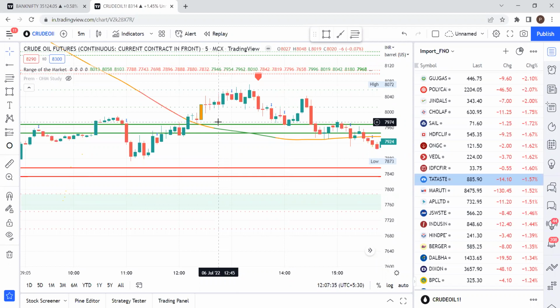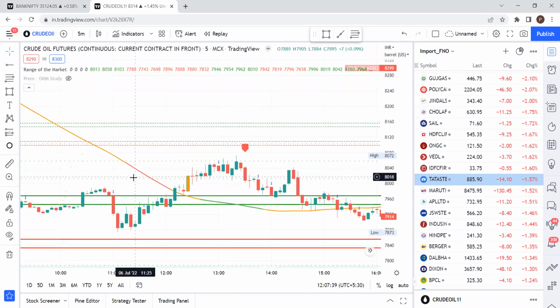Up to what level can it go maximum? There are three levels I have given here: 1, 2, and 3. See, the first level, the second level, it got rejection. You have this dot, and that's where the rejection happens.